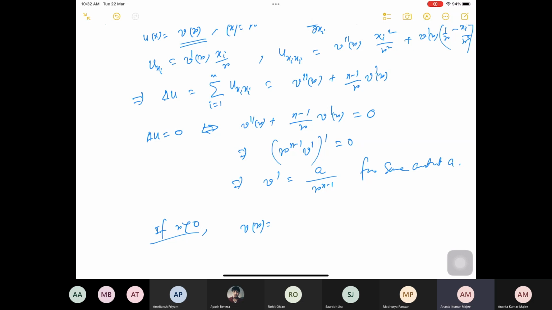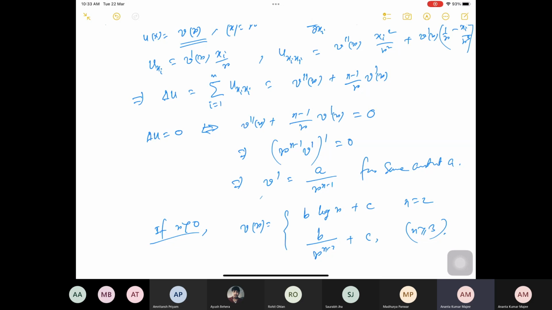So r is positive means basically x is not equal to 0. If you again integrate these things, what I have is b times log r plus c for n equal to 2, and some constant b by r to the power n minus 2 plus c for n greater or equal to 3. Okay, so we try to deduce the fundamental solution for Laplace equations in Rn.